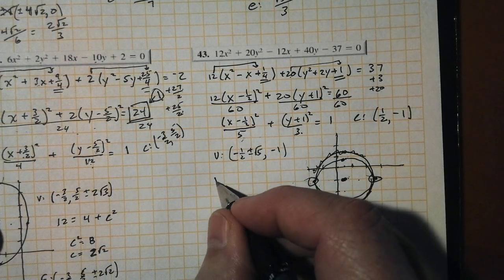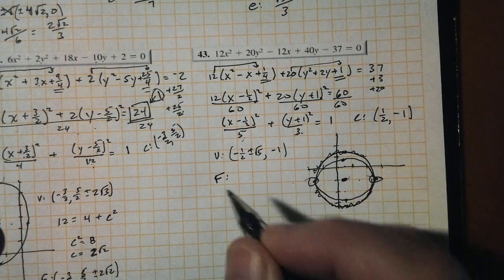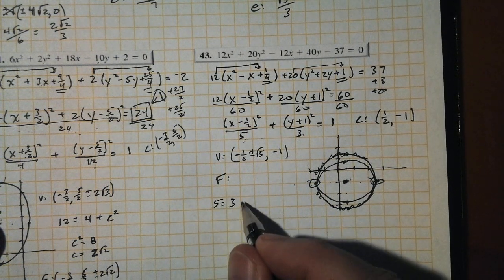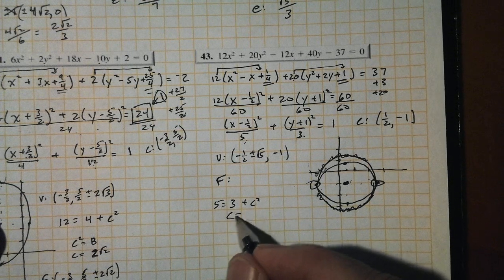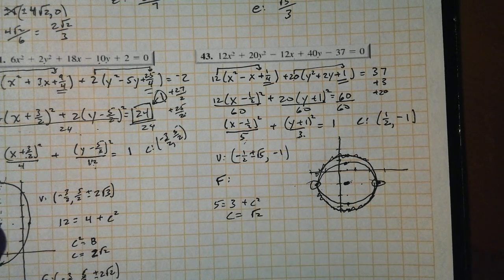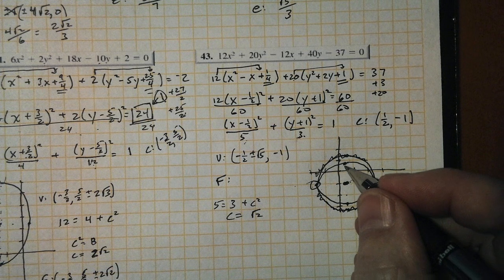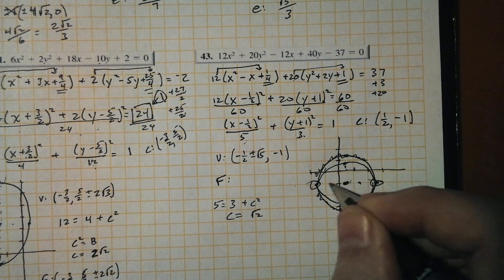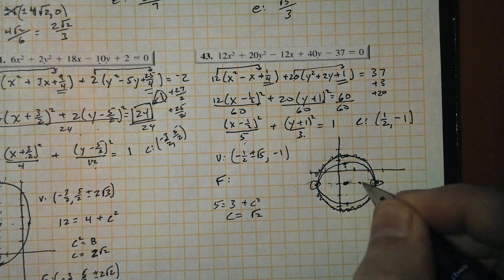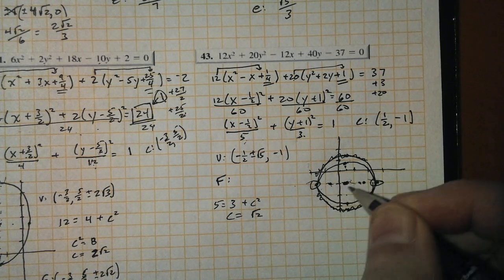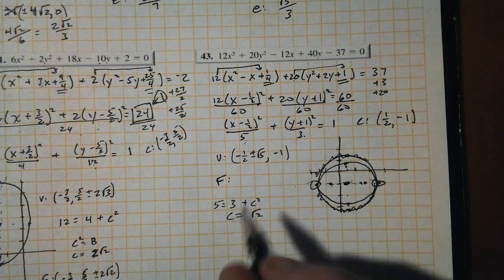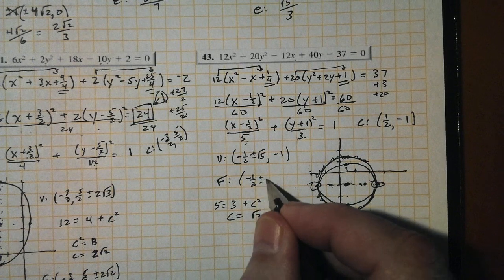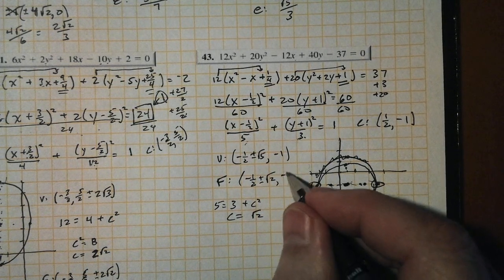For the foci, a squared 5 equals b squared 3 plus c squared. c equals square root of 2. Square root of 2 is about 1.4, right and left 1.4-ish, something like that. So there's our foci. More importantly, to label them, how did I get to them? I went left 1/2, I went right and left square root of 2, and I stayed down 1.